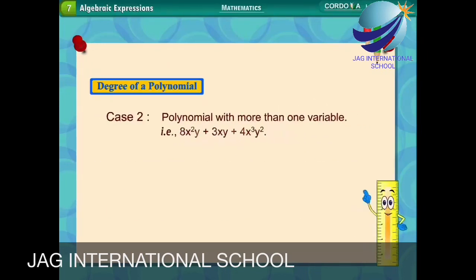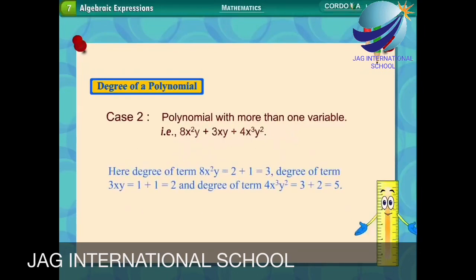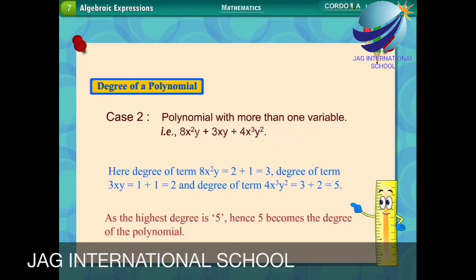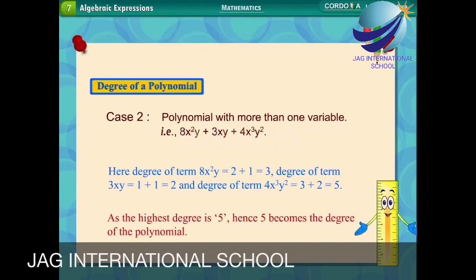Case 2. Polynomial with more than one variable, that is 8x squared y plus 3xy plus 4x cubed y squared. Here, the degree of term 8x squared y is equal to 2 plus 1, which is equal to 3. Degree of term 3xy is equal to 1 plus 1, which is equal to 2. And degree of term 4x cubed y squared is equal to 3 plus 2, which is equal to 5. As the highest degree is 5, hence 5 becomes the degree of the polynomial.